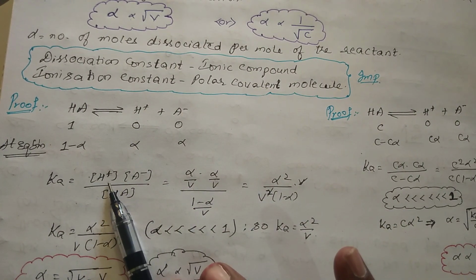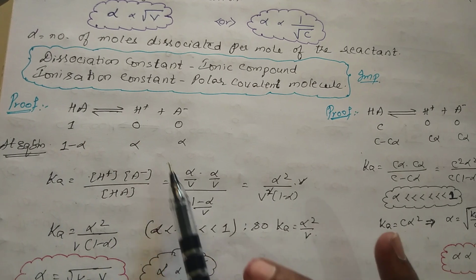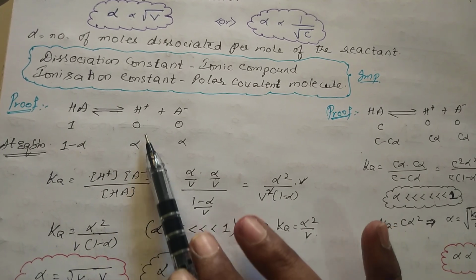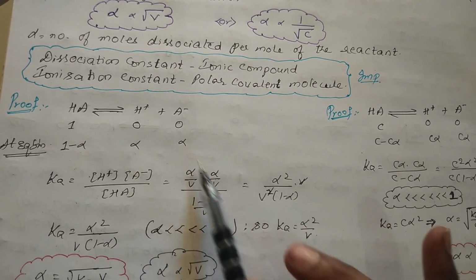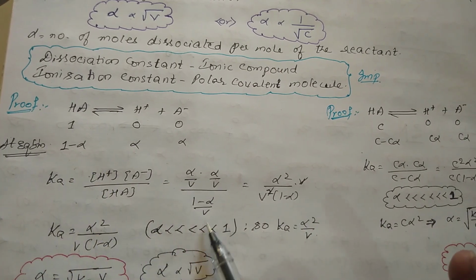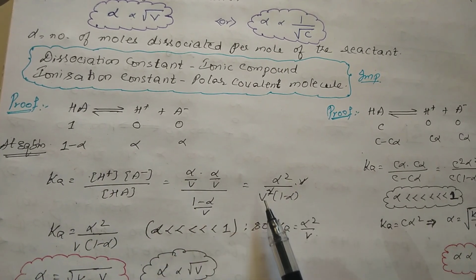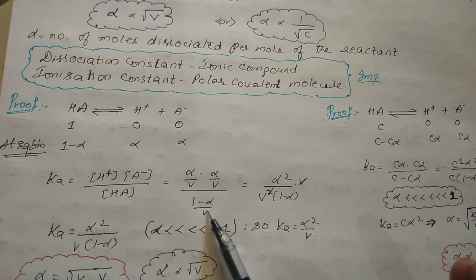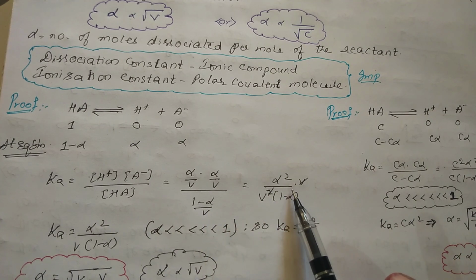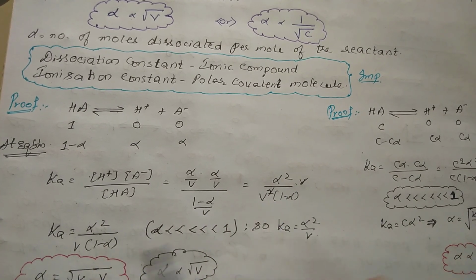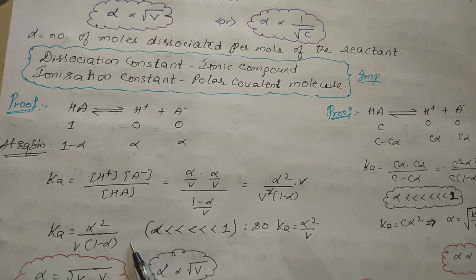And if I want to write concentration at equilibrium, concentration means moles by volume, right? So it is alpha by volume, alpha by volume, divided by 1 minus alpha by volume. So it becomes alpha square by volume square into 1 minus alpha; this volume goes upside, so that one V gets cancelled. So Ka will be equal to alpha square by V into 1 minus alpha.